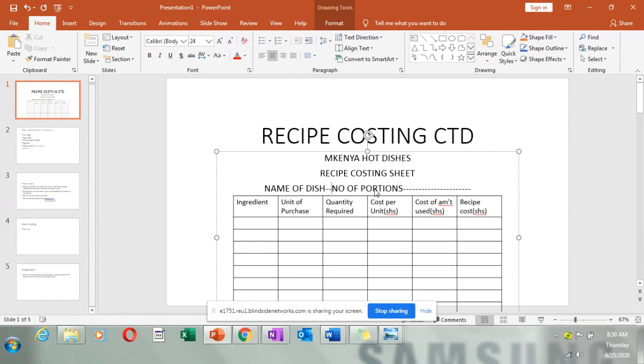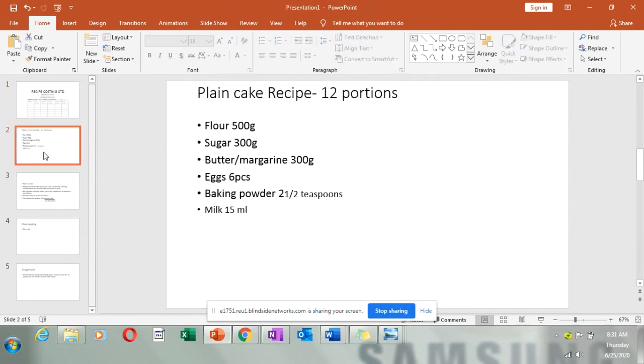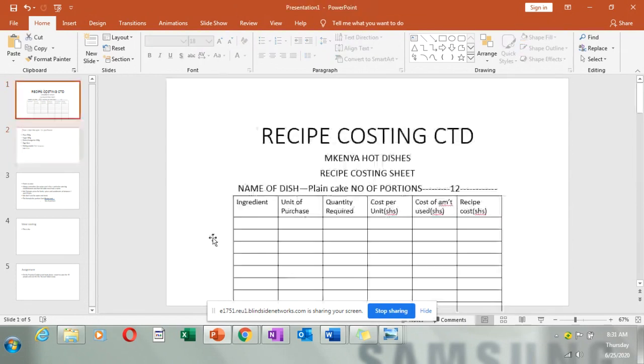This is plain cake. Number of portions here, we have 12. Okay, so then of course we take the ingredients. We say there's flour, 500 grams. So we post flour, 500 grams. So I will write it in kilograms, 0.5 kgs.